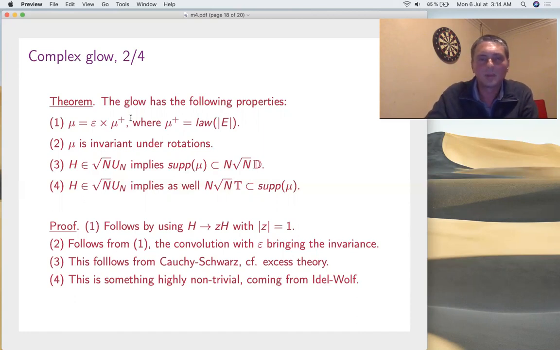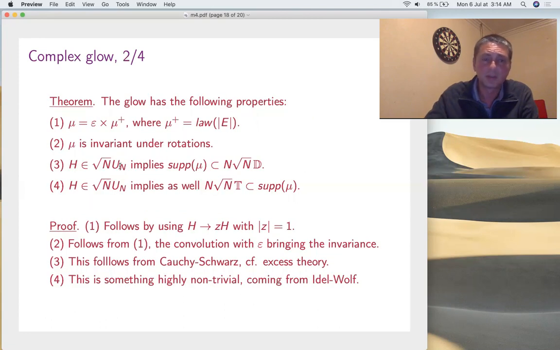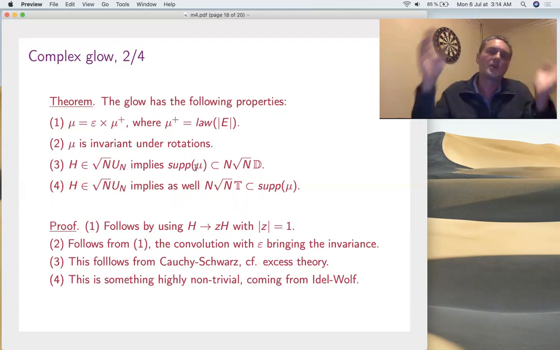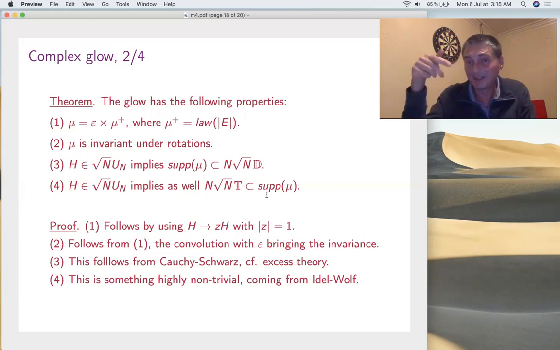Now, this can be defined, of course, for a complex matrix. So let's do things slowly. When it's a multiple of a unitary, which is the case for Hadamards, the support is smaller than n square root of n. That's of course because the excess is smaller than n square root of n. We talked about that when doing the basic theory of the excess. And actually, this bound is attained for the support. It's optimal. And this is the Wolf result.